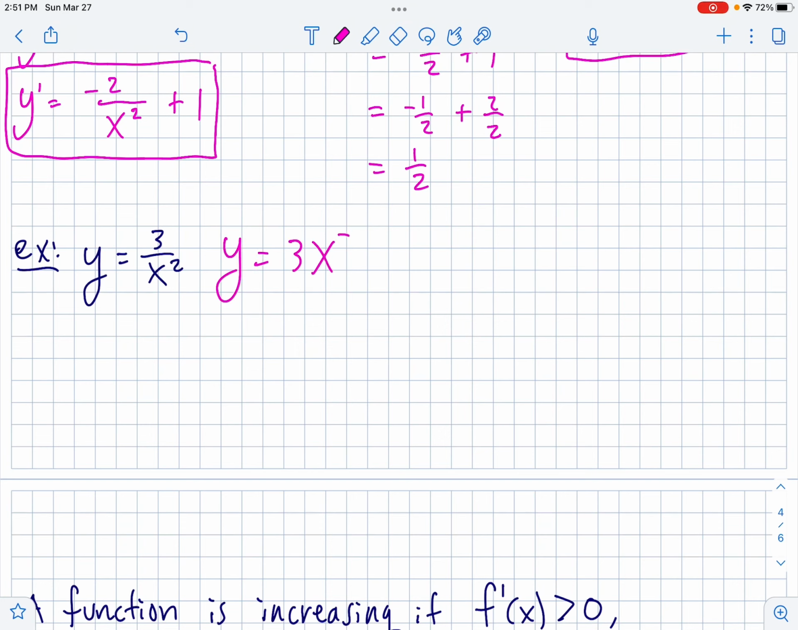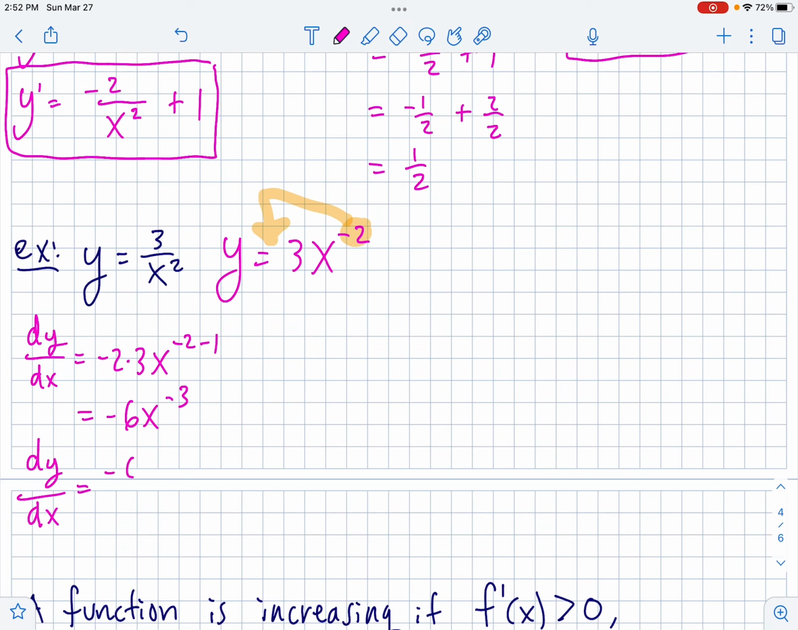This last one is very similar, where you have to do a rewrite before you can do the pop and drop, where you got to move that x squared back upstairs and make it a negative. Then you can pop this guy out in front and drop it down. So this becomes, I guess I'll use dy dx again to be good. Remember, you can just interchange them. Negative 2 times 3x to the negative 2 minus 1. So this is negative 6x to the negative 3.